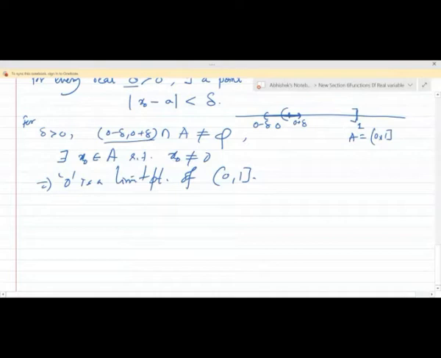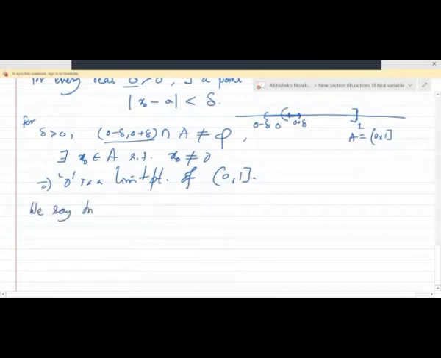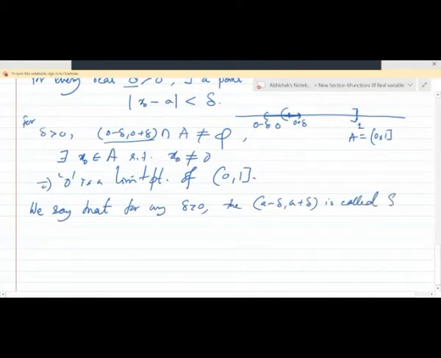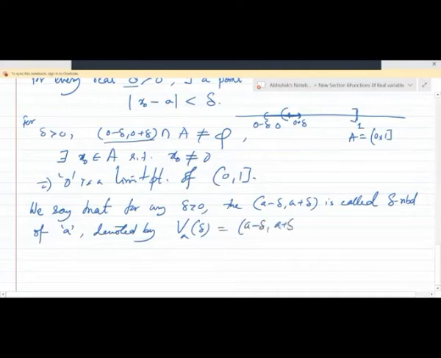Now we say that for any delta greater than 0, the set A minus delta, A plus delta is called the delta neighborhood of A, denoted by V_A delta.